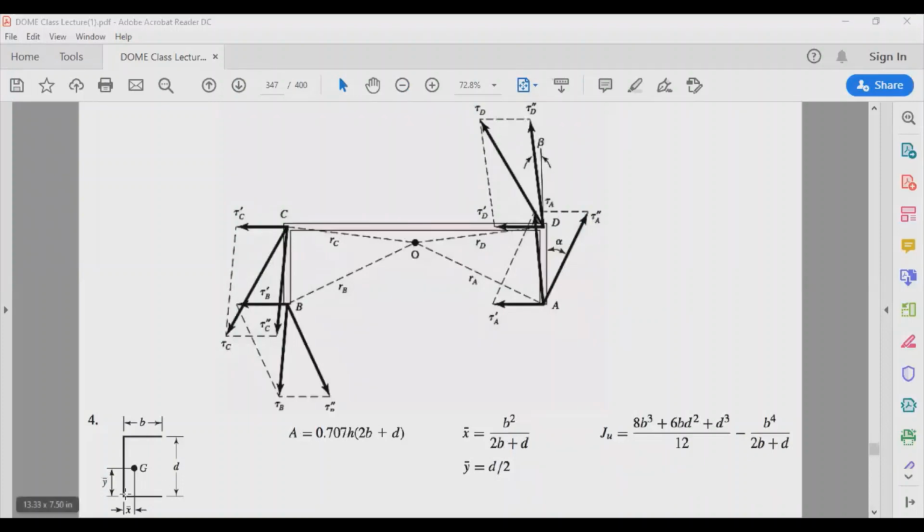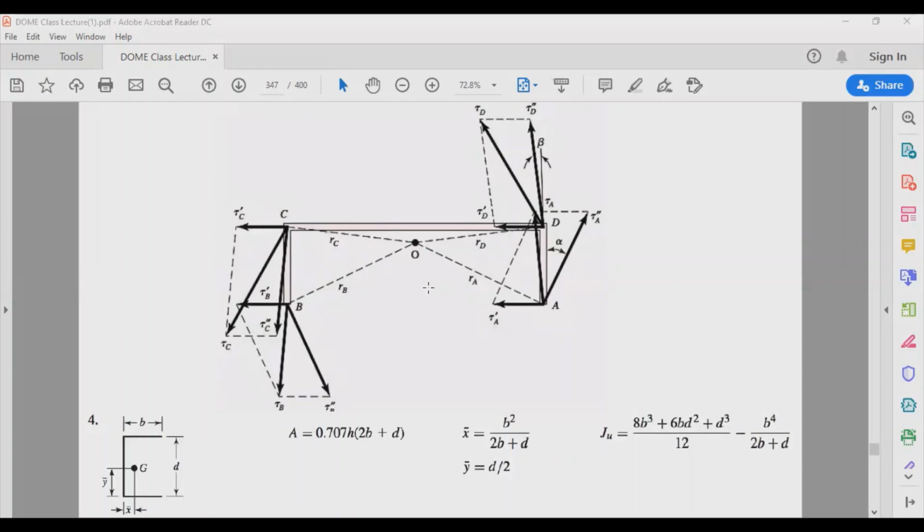From this diagram, this is my X bar and then Y bar. X bar in that case is the distance from the weld to point O, which in our case is b squared divided by 2b plus d. Y bar is obviously d over 2, which is half because this is symmetric. And this is my J_u, so I will simply apply the equation that is provided to me.